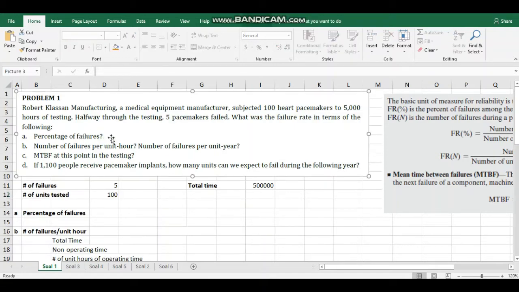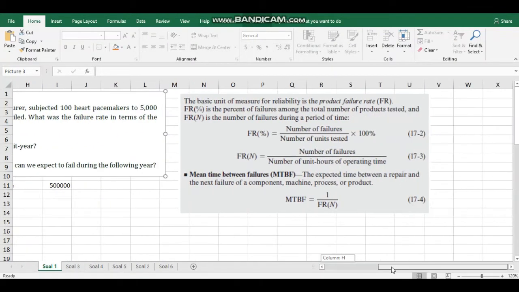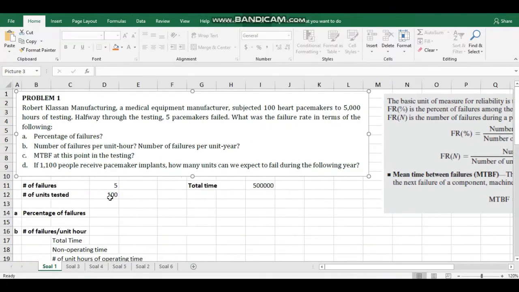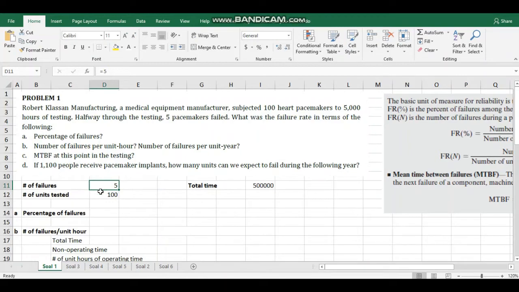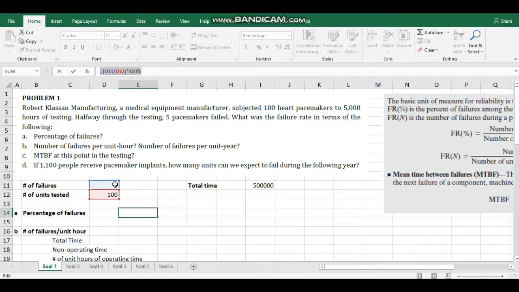How many is the percentage of failures? For the percentage of failures, we could refer to this formula: the percent of failures among the total number of products tested. The number of failures divided by the number of units tested and then multiplied by 100%. We know that the number of failures is 5 pacemakers, and the total number of pacemakers being tested is 100 units. So 5 divided by 100, and then we multiply by 100%, and we get 5%. So that's the percentage of failures.